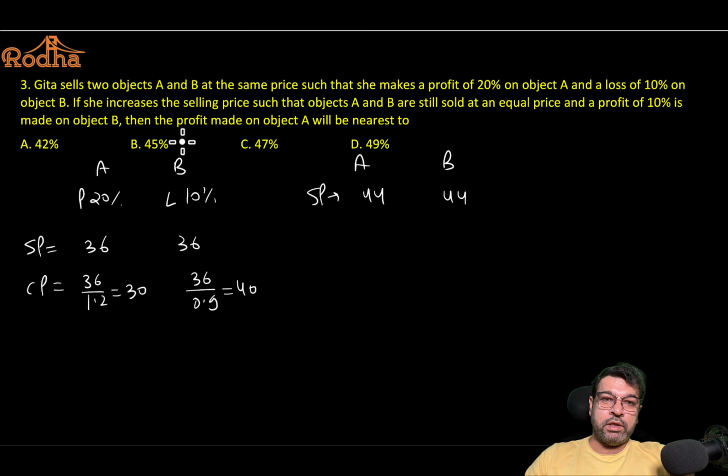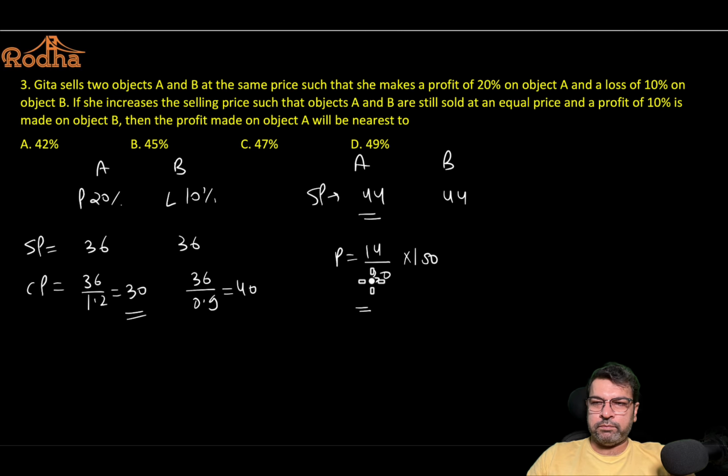So, question is, the profit made by him on object A is nearest to what? So, cost price we have, selling price we have, profit aapka ho gaya 14 ka, over 30 into 100, that will be your answer. Correct? 46 point something aata hai. 46.6%. Clear? So that's option C. Options are closed, right?